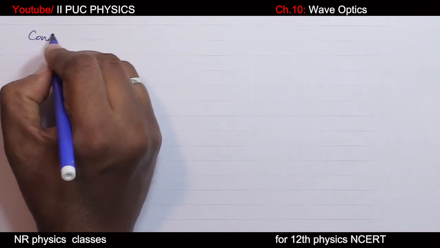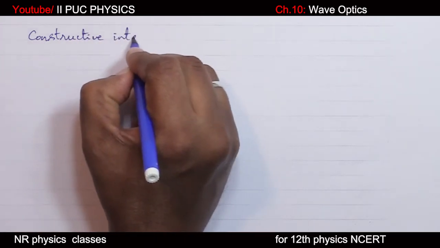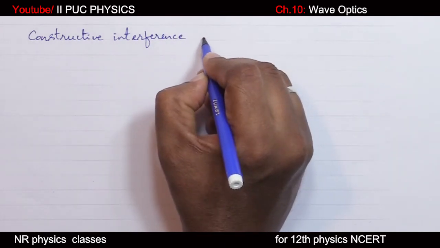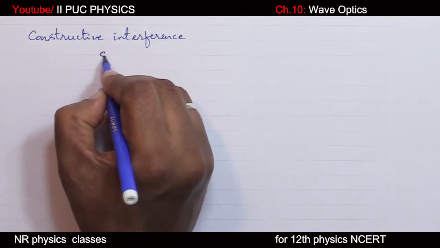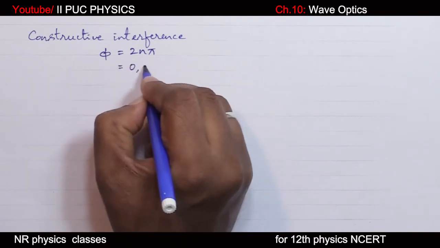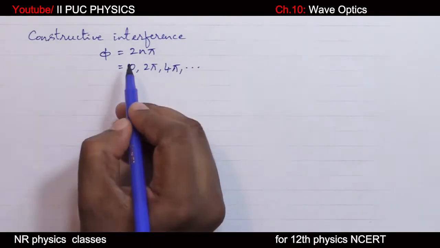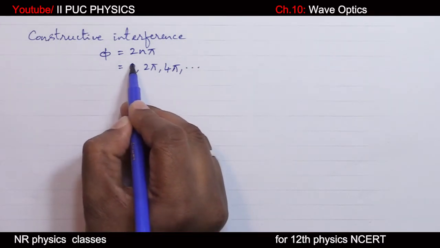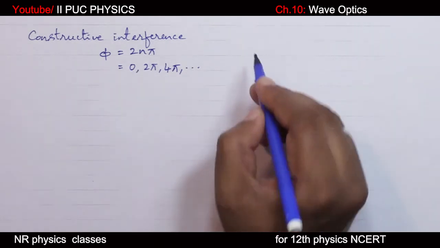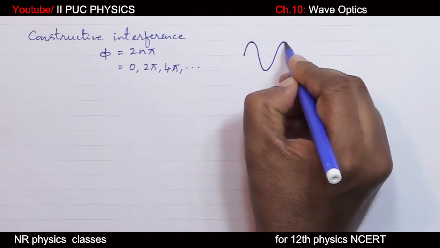For constructive interference, phase difference is 2n pi, that is 0, 2 pi, 4 pi. Now let us understand phase difference between two waves equal to 0 using waves. Let this be a wave, first wave. Okay.